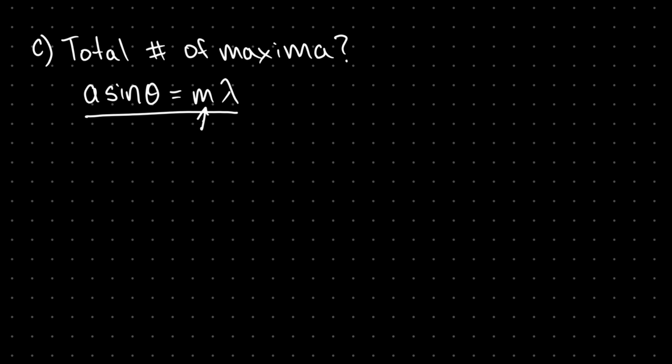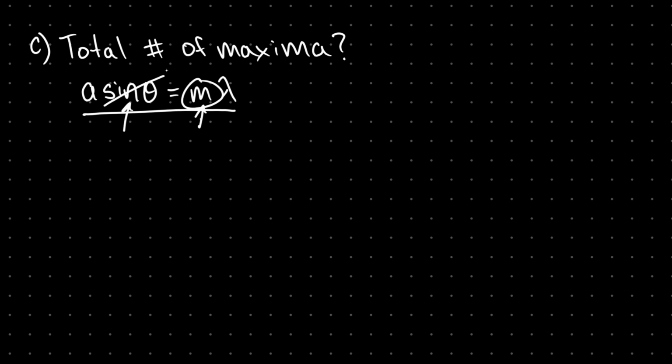So in order to maximize our integer m here, we have to make sure that sine theta is at a maximum, right? Because a cannot change and lambda cannot change. So sine of theta has to be a maximum. Well, for sine of theta to be a maximum, sine of theta is just equal to 1, right? So in order to find the maximum number of minima, we have to set this equal to 1, so this just becomes 1. So m is equal to a over lambda, which turns out is equal to 10, right? So that means there are 10 minimums on both sides of the interference pattern, right?